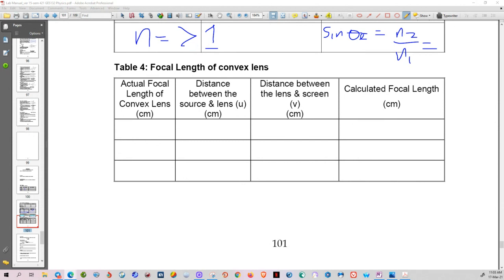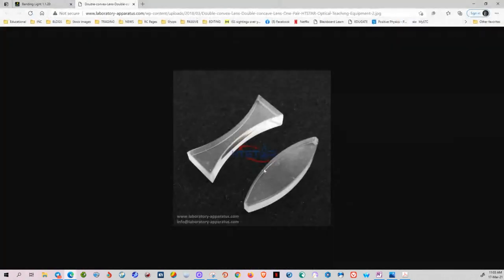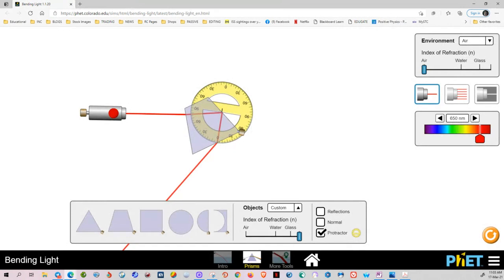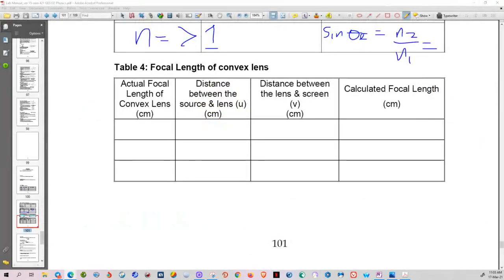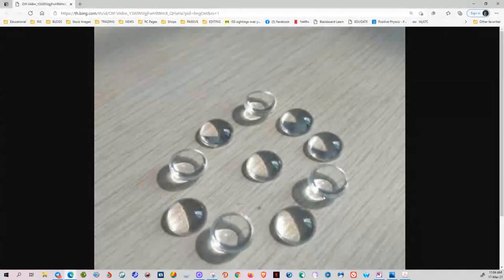Let me show you the two different lenses, convex and concave. This is a convex lens, and this is a concave lens. But these are plano-concave, they have a flat side, because we use them on the table. What about lenses that we use in real life, like the ones from glasses? I have also the image for some lenses here. So these are also lenses, and these are circular lenses.